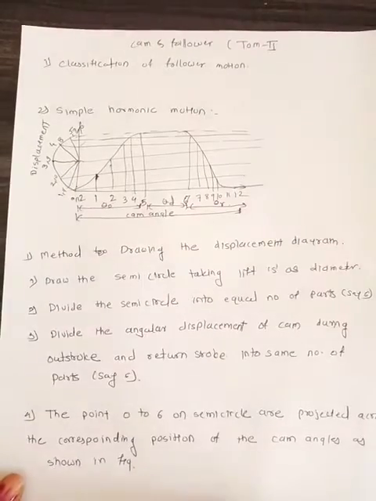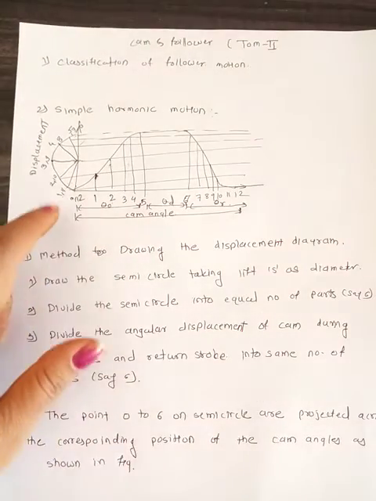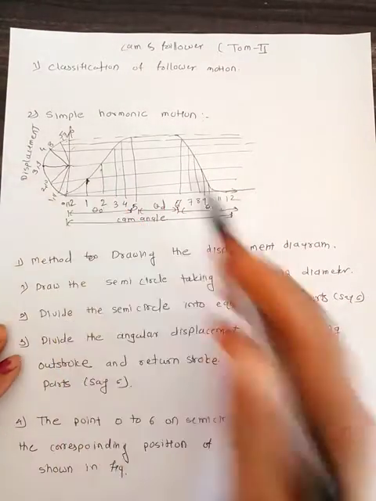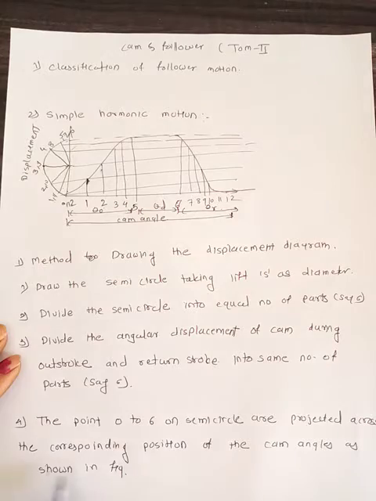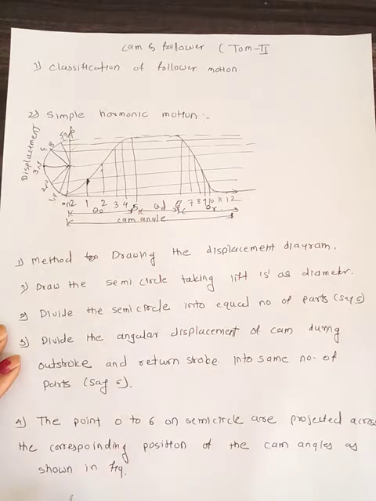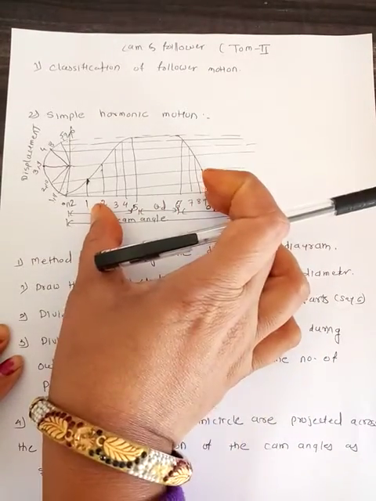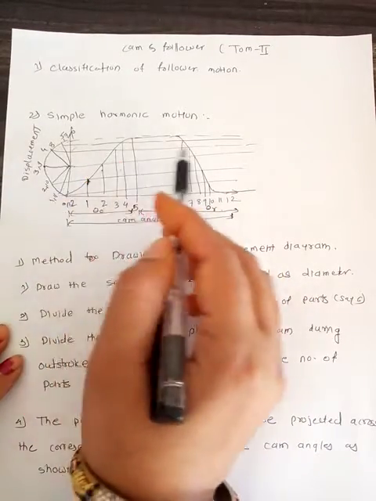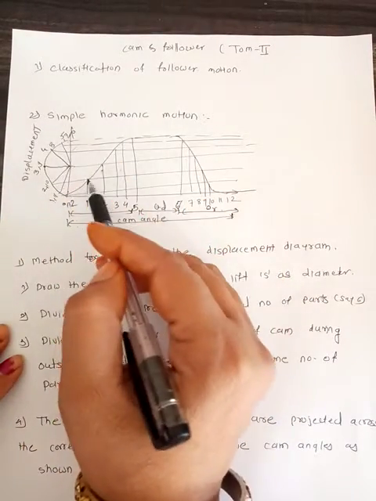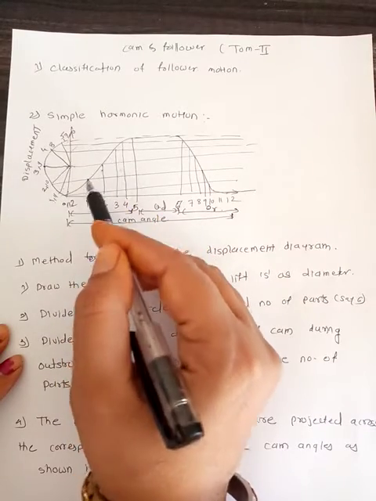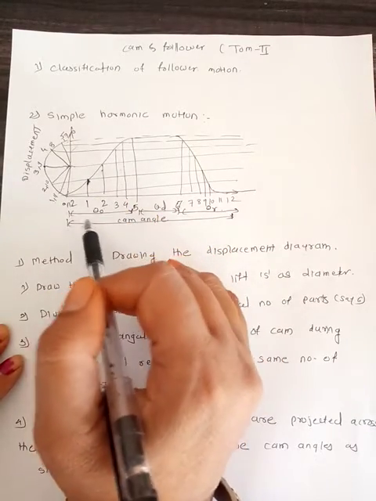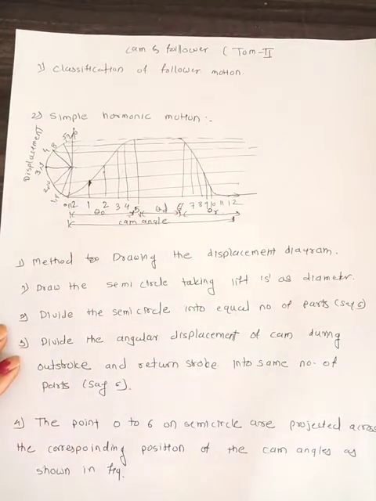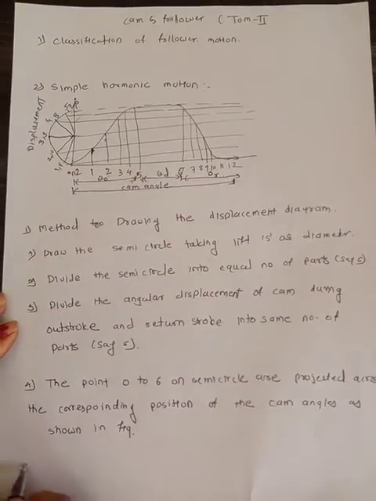Fourth step: the points 0 to 6 on the semicircle are projected across to the corresponding position of the cam angles. Suppose this is the cam angle and this is the projected semicircle, with the projected lines like that, and this is the intersection point. The projected points are known as the equal parts, that is 1, 2, 3, 4, 5.